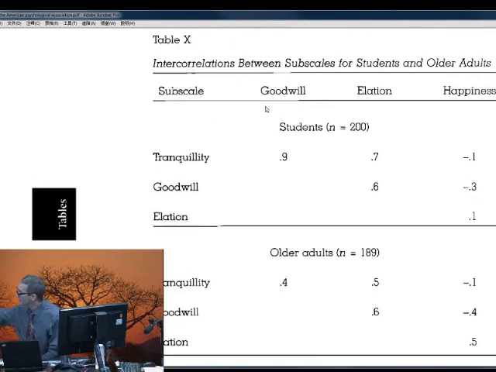So we're going to correlate this measure, which is tranquility, goodwill, and elation, and we're going to correlate it with this measure, goodwill, elation, and happiness. And I think that this is a subscale of this. So goodwill, I'm guessing, I don't know, I'm just guessing, right? It looks like goodwill has three parts. It can have tranquility, goodwill, and elation. And elation can have tranquility, goodwill, and elation. And happiness can have that. I don't know, something like that. And goodwill, with goodwill, we don't write it because it would be perfectly correlated, right?